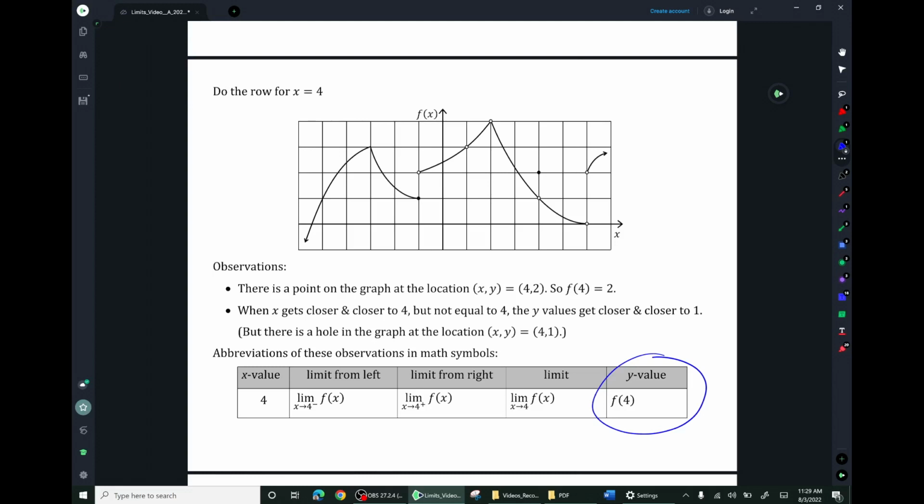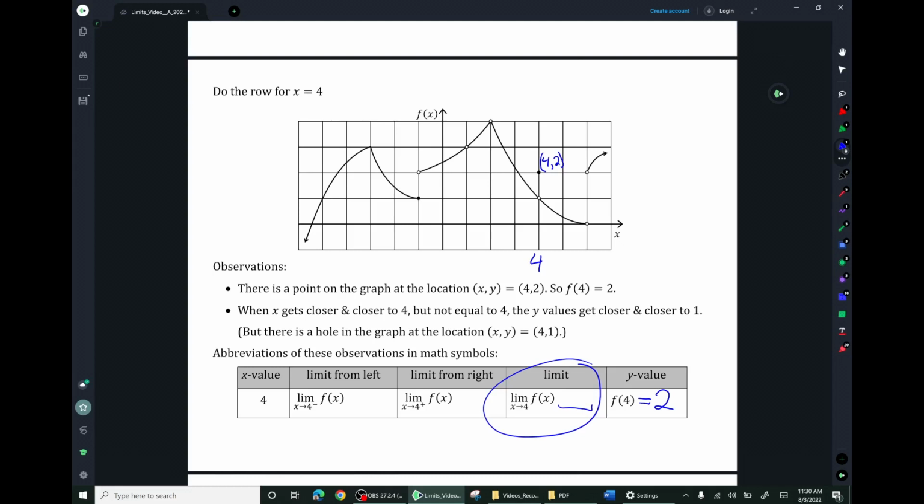So we start by finding the grid line where x is 4. That's here, and we look for a point on the graph that has x-coordinate 4. Well, we see that that's this point here. There's a point on the graph at the location x, y equals 4, 2. So that tells us that the y-coordinate is 2. f of 4 equals 2. So what I need to put in this cell of the table is equals 2. Now let's turn our attention to this cell of the table. We need to find out what goes here, the value of the limit.